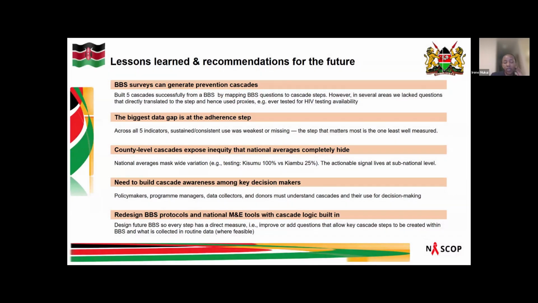In terms of what we intend to do in the future, an overall recommendation, from the dissemination meetings and discussions with the different stakeholders, was the obvious gap in understanding of the cascades and also the utilization of the cascades. So there's need to have policymakers, program managers, and different stakeholders understand cascades for their use in decision making. One of the key lessons we learned is that in future BBS studies, we may have to redesign how we ask questions if we intend to continue using this data for developing cascades. Next slide.